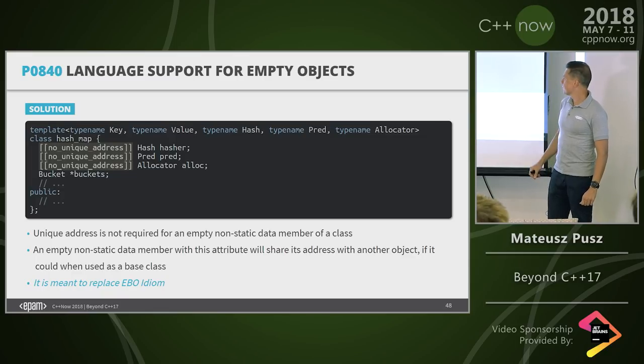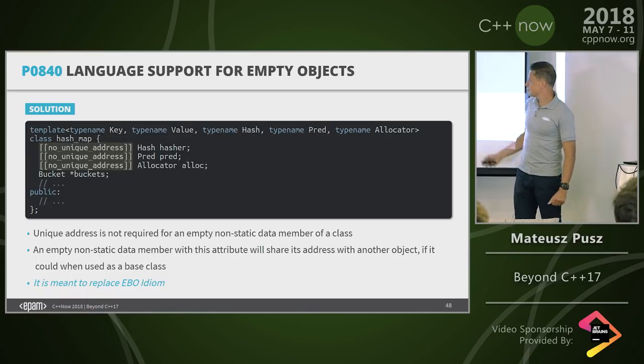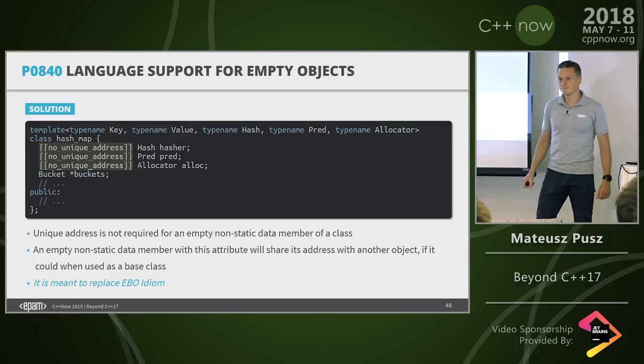It should make implementation of many features and many types in the library and in Boost much easier. And it should be easier for us to write such types.